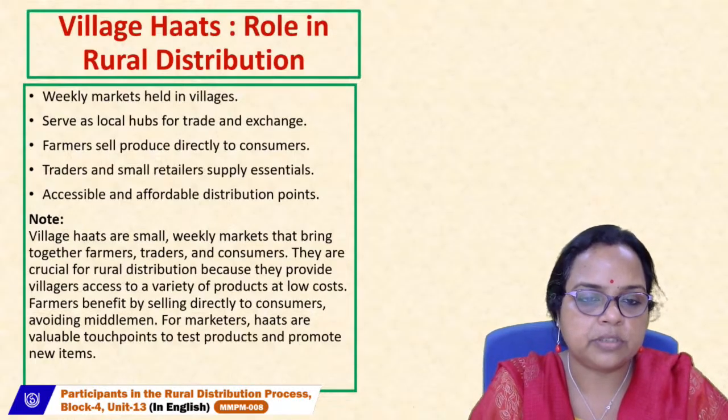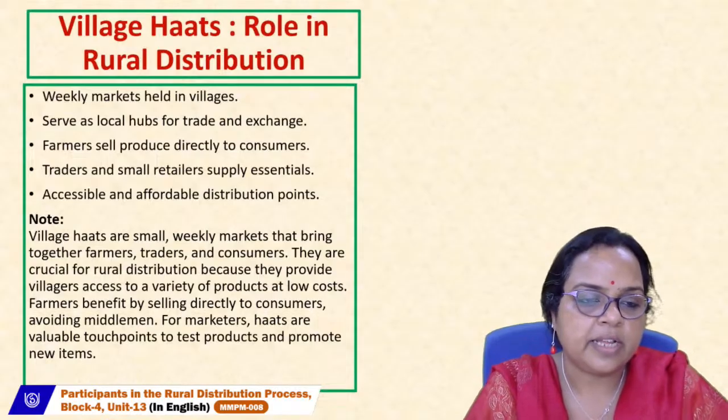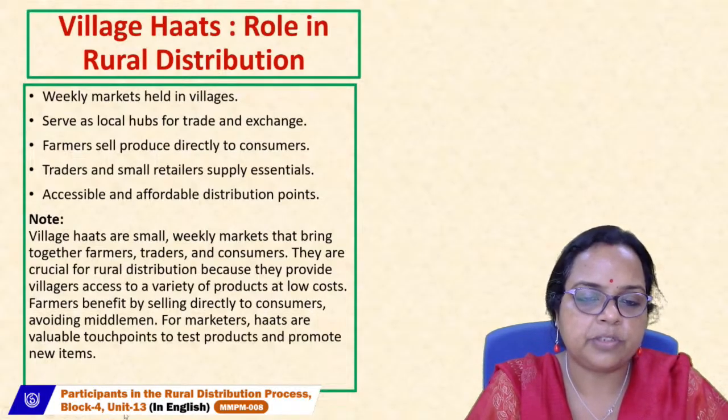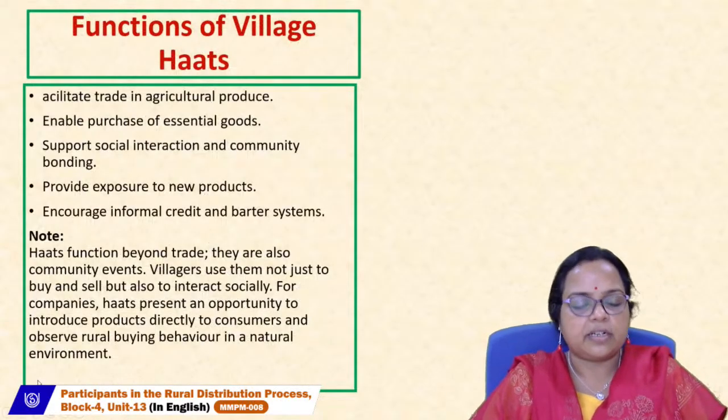Farmers sell produce directly to the consumers. Small traders supply essential goods. These are also accessible and affordable distribution points. What are the functions of village hats?